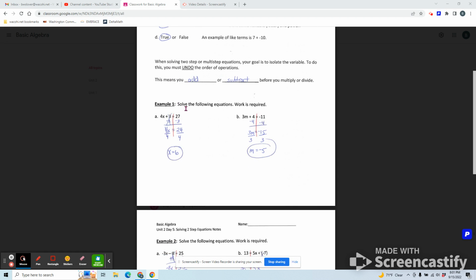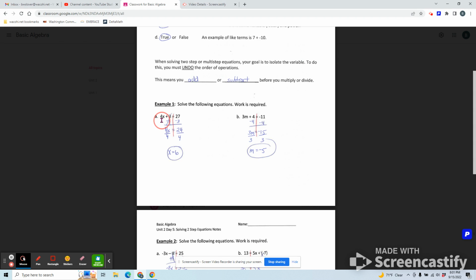So example 1 says solve the following equations. Work is required. This red line I refer to as the fence. It's just a way to stay organized. It's a way to collect like terms when we get into multi-step equations, especially when there's like terms. So further down the road, that'll come into more play. But right now, it's just an organizational thing.